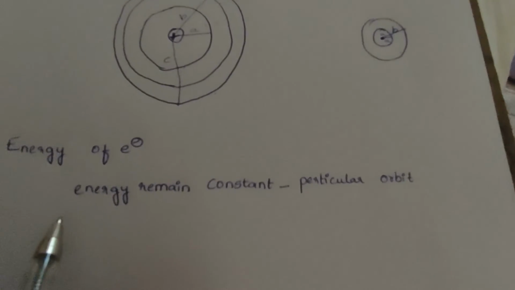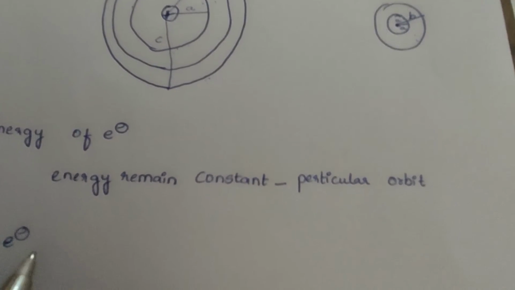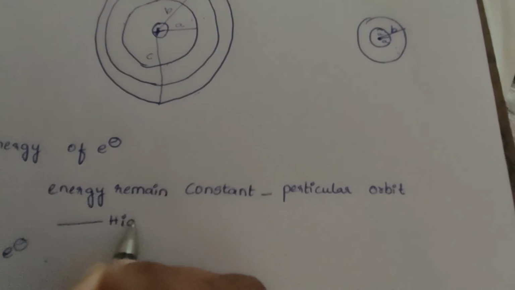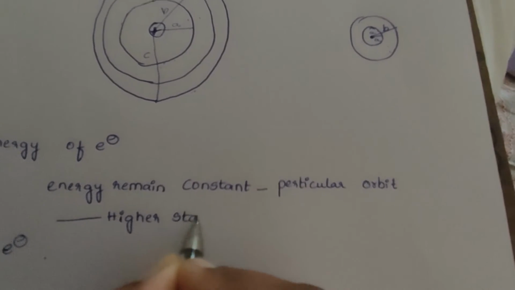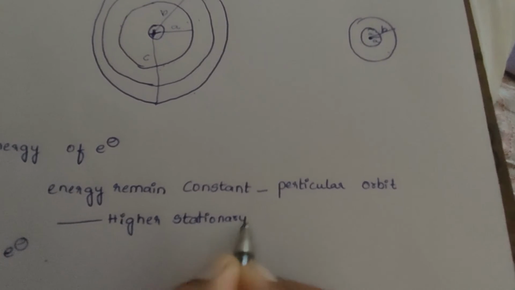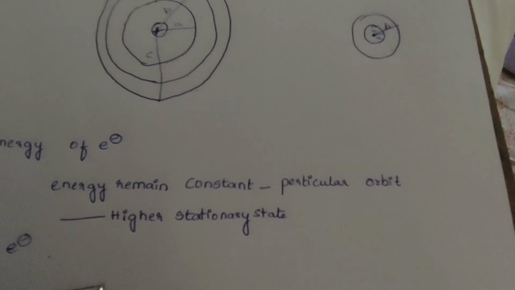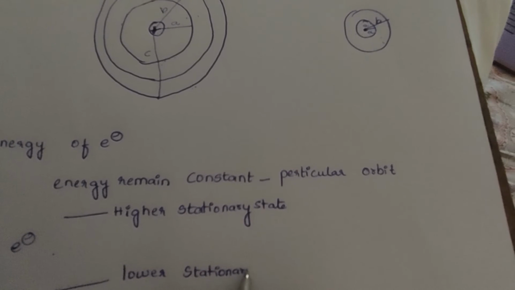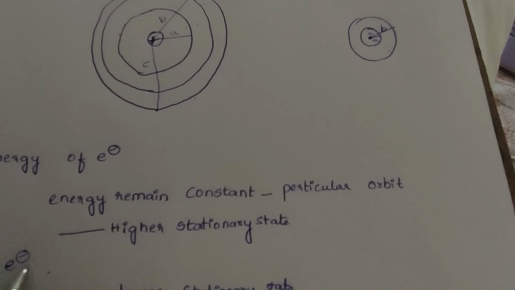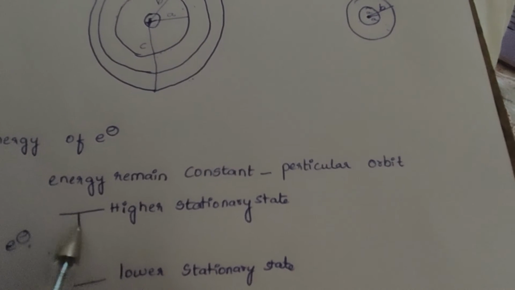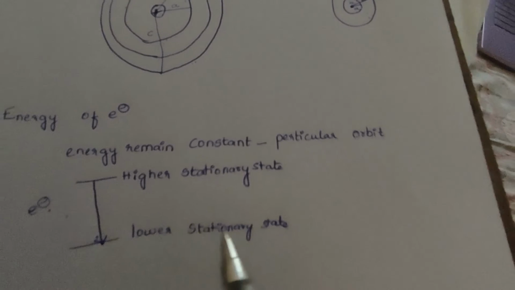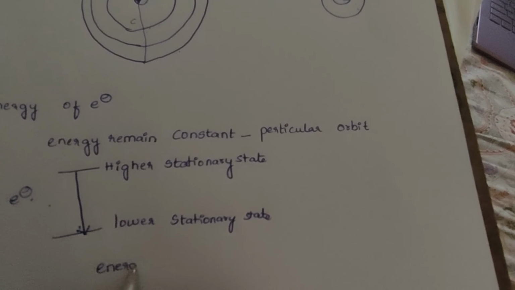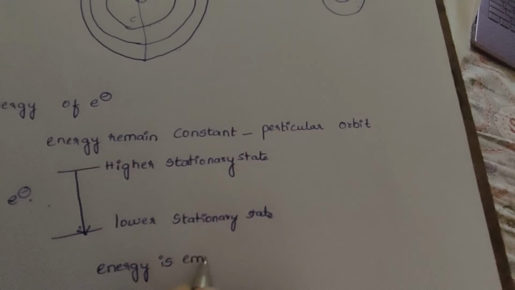Or stationary state. If the electron moves from a higher energy state, a higher stationary state, to a lower stationary state, see, when the electron moves from a higher stationary state to a lower stationary state, energy is emitted.